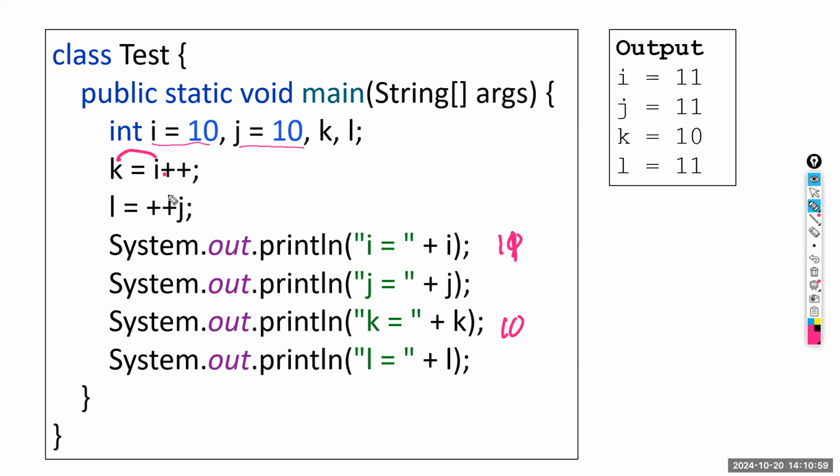In this case, first j is incremented. This is called prefix notation. j is currently 10, so when j is incremented, j is 11. And that new j is assigned to l. So l is also 11. Therefore the output is 11, 11, 10, 11. Here the current value is assigned and then incremented. Here the value is incremented and then assigned. That is a tricky scenario that you must experience by coding and see.